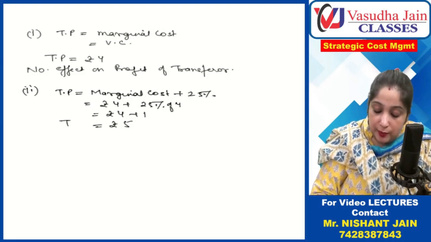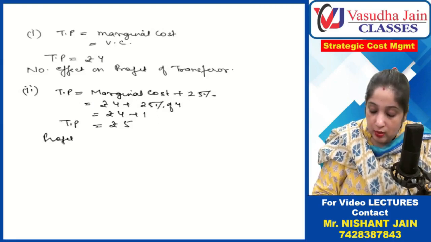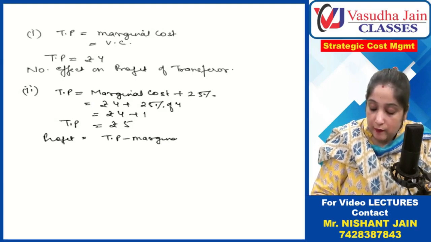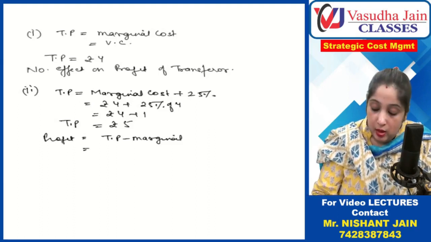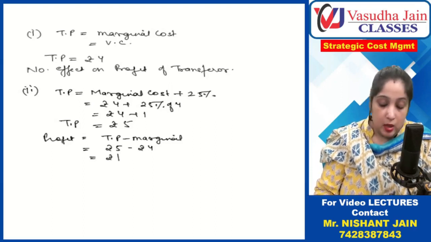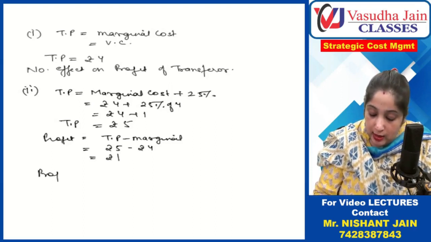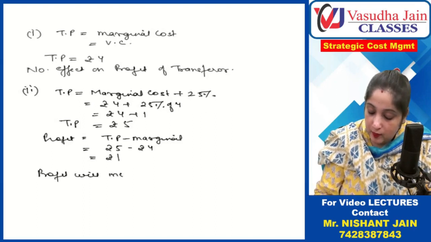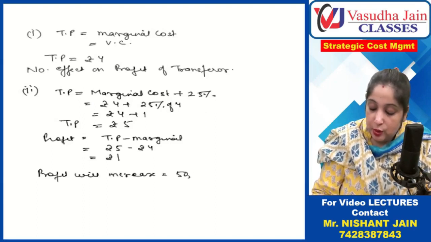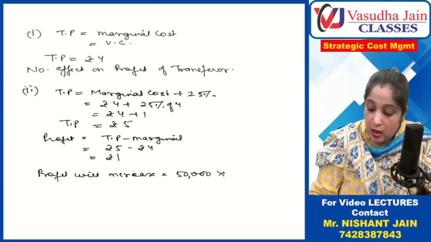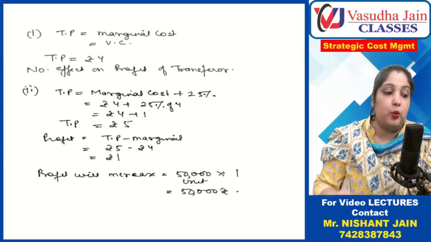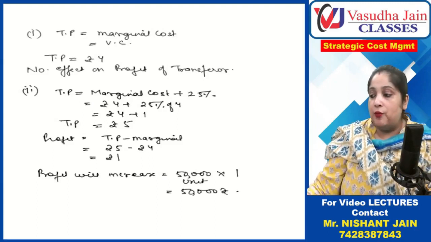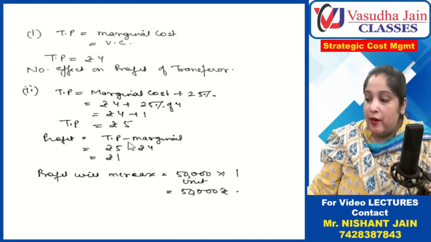Now this is your transfer price. So what is the profit? Obviously profit is transfer price minus marginal cost. When you transfer to the Transferee Limited, you are charging them 5 rupees and your cost is 4 rupees. So you are making 1 rupee profit. And on how many? So profit will increase by how much? 50,000 units you are supplying to them in 25 weeks, and on every unit you are making 1 rupee profit. So 50,000 rupees is the profit that you will make if transfer price is equal to marginal cost plus 25%.